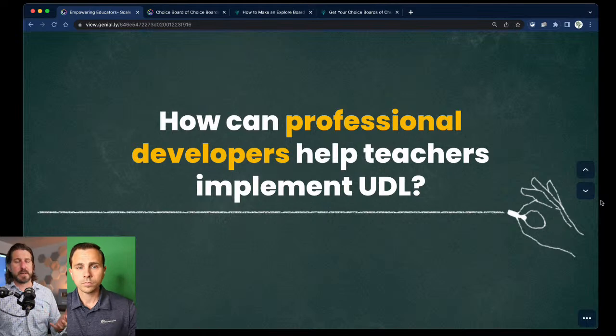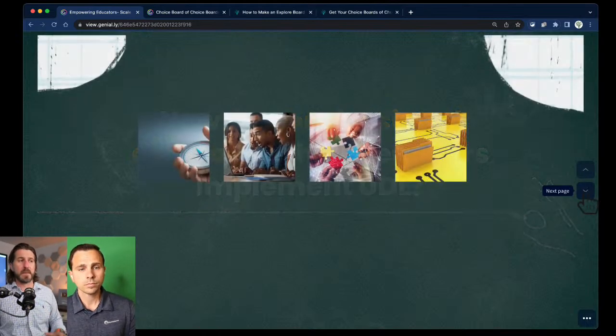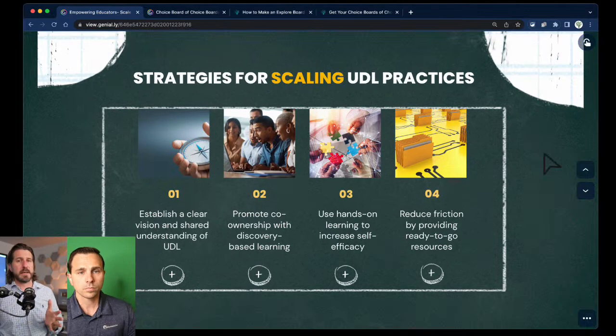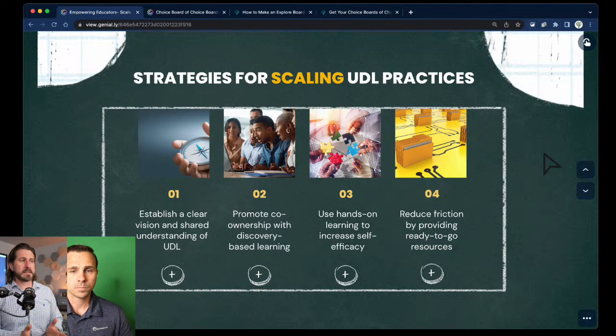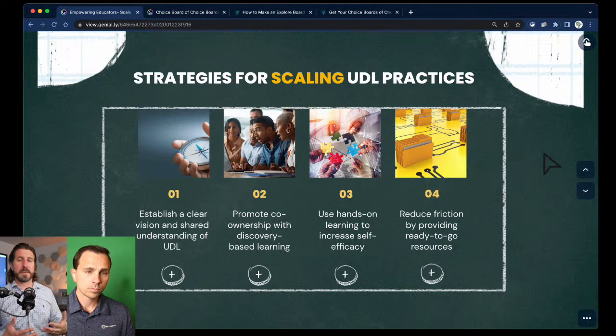And in fact, to be able to essentially implement the UDL model across an entire school site, there are some research-backed strategies that can help you do this. So one is to make sure that everybody has a clear vision and a shared understanding of UDL. And this is not just understanding the framework, but actually understanding the mindset of UDL, because UDL is really about having a mindset as opposed to a prescriptive model. You must do this and that thing.